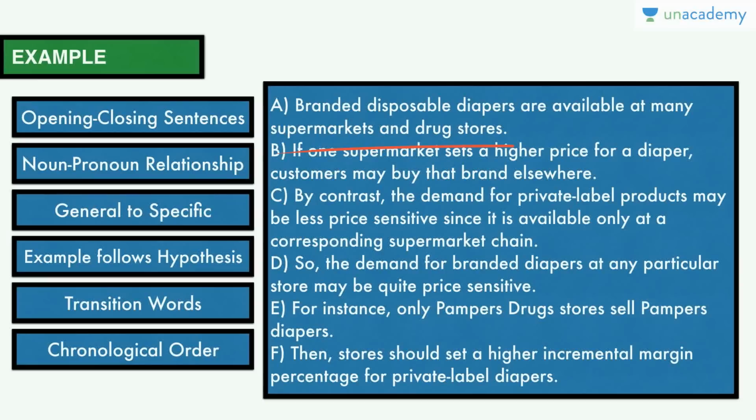Example follows hypothesis. We got to see that to resolve the conflict between B and D. See that this was the theory that we talked about, and then this was the explanation in terms of the example of what happens in case of price sensitivity. Transition words, of course, by contrast, so, then, for instance, used everywhere. So you can see how these approaches came into play, and the overall passage, I think it was not a very easy one but not a very difficult one either.